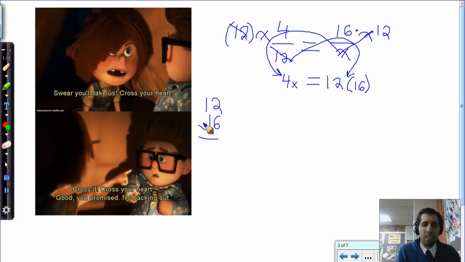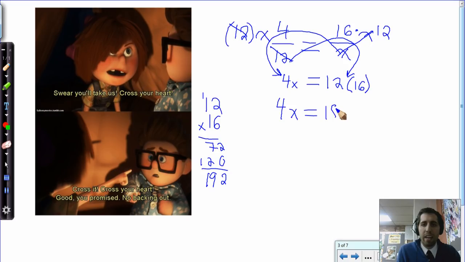12 times 16, 6 times 2 is 12, and 6 times 1 is 6, plus 1 is 7, placeholder 0, and we have 120. So this is going to give us an answer of 192. So we'll say that 4 times a number is equal to 192.